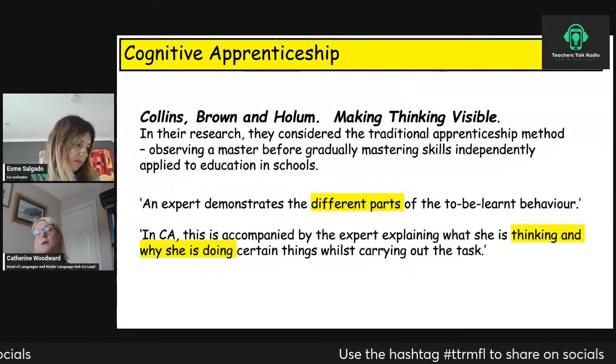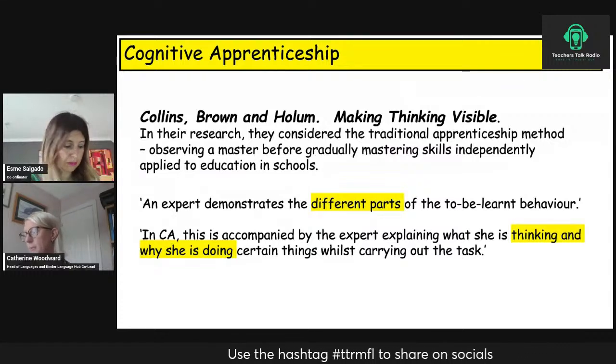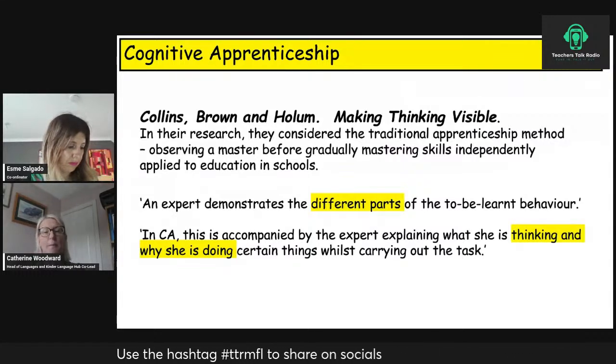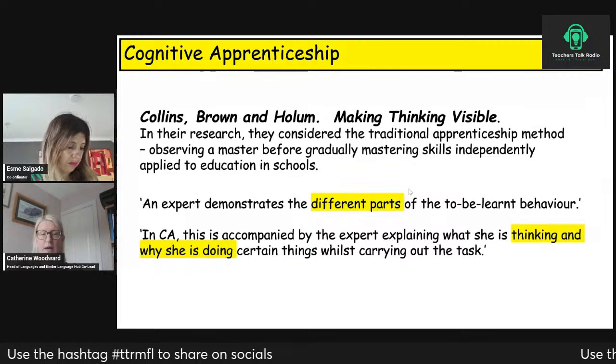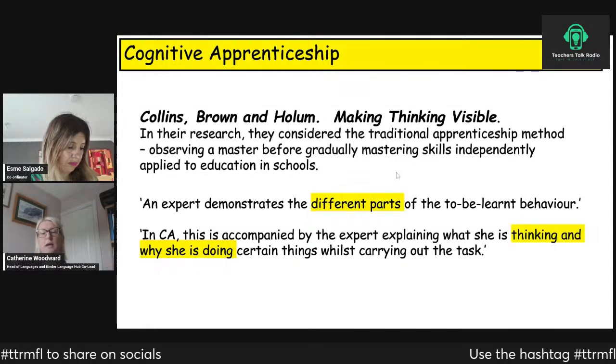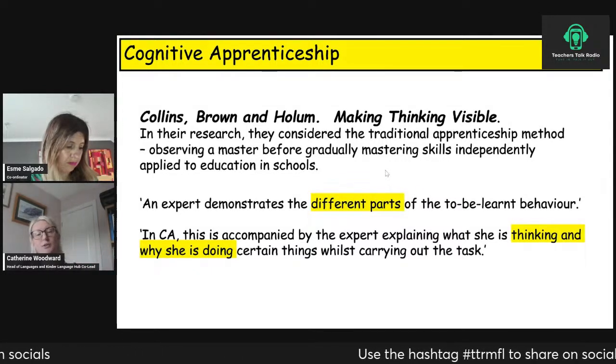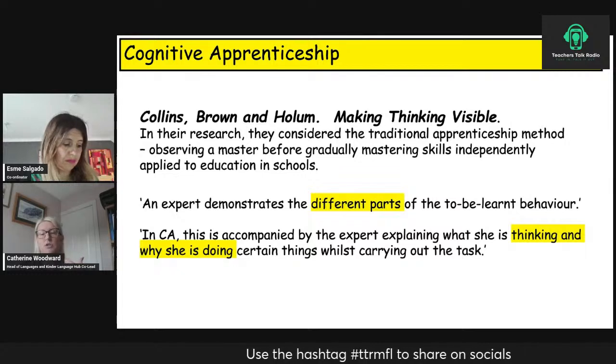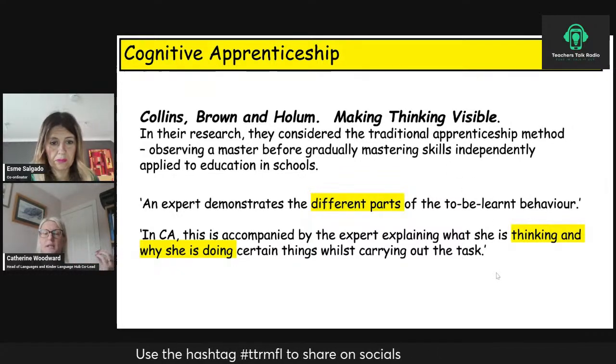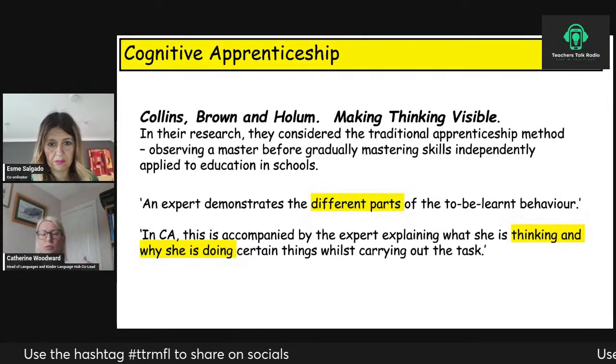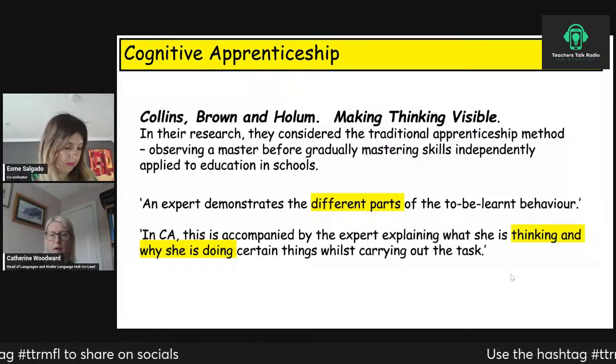And this is partly because of cognitive apprenticeship. Collins, Brown and Holland talk about making thinking visible, and that you've got to observe a master doing it before you can get those skills and use them yourself. So we will absolutely talk about the different parts of what we need to learn and model our thinking through that, model our metacognition.